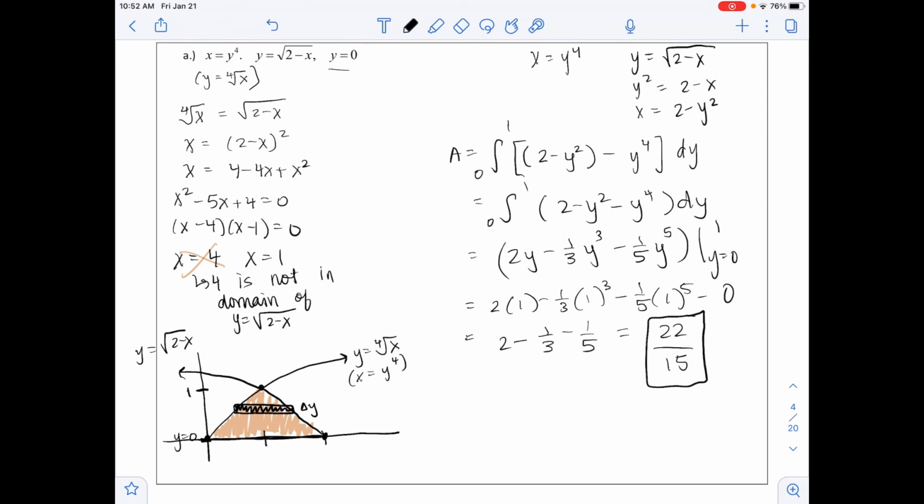So think about, for this problem, how you could set it up and integrate it with respect to x instead of with respect to y and arrive at the same answer.